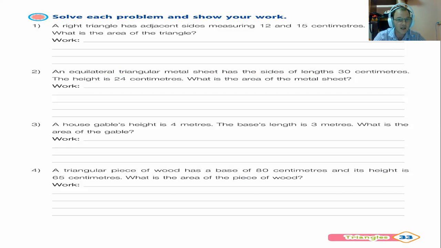So a right triangle has adjacent sides measuring 12 and 15 centimeters. What is the area of the triangle? Let's have a look. So we have a right triangle here. We have the adjacent sides is 12 and 15.